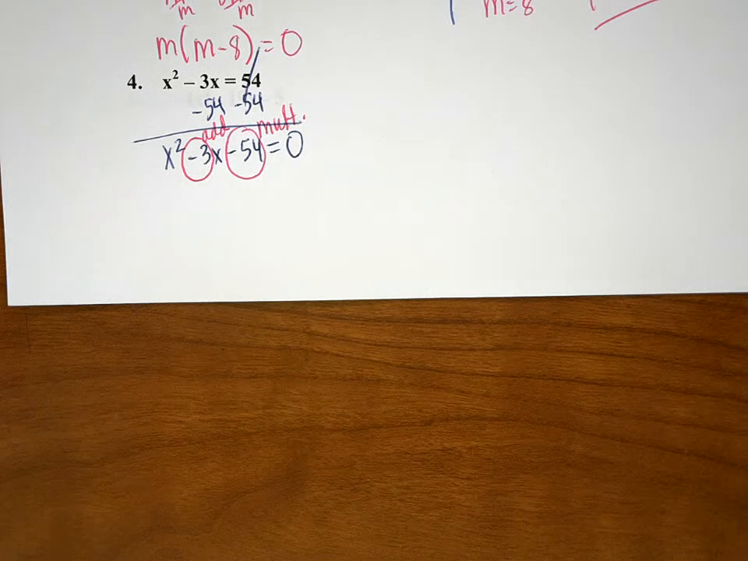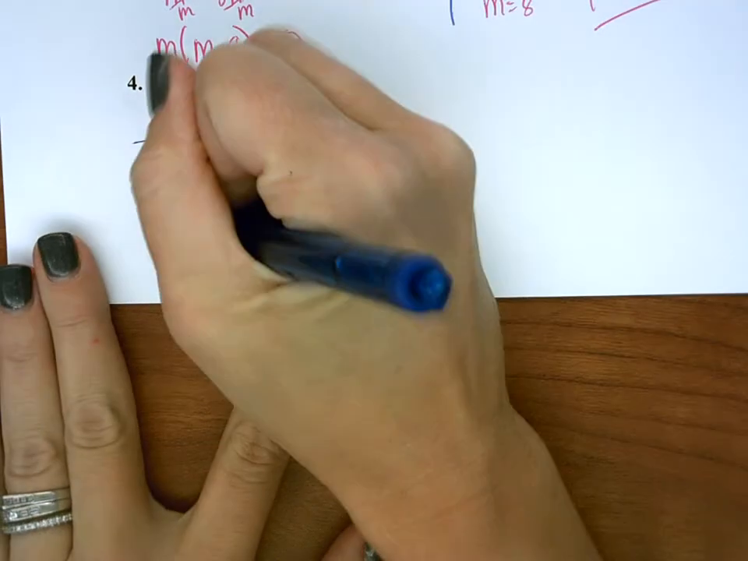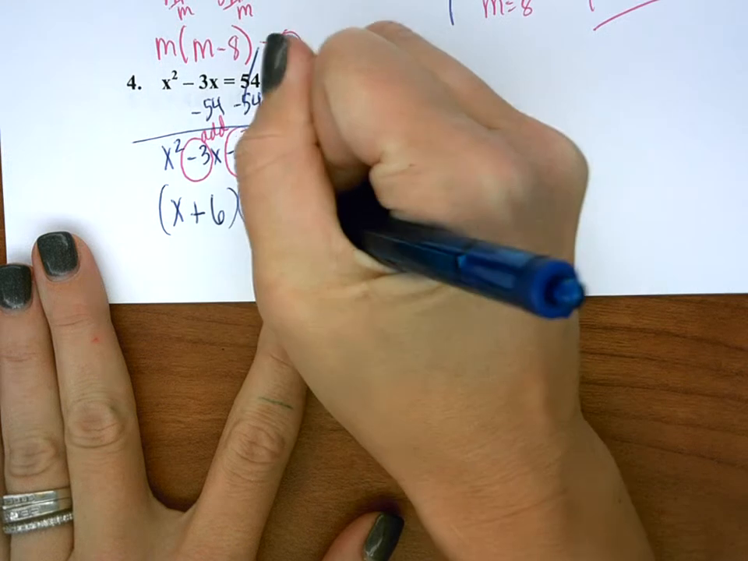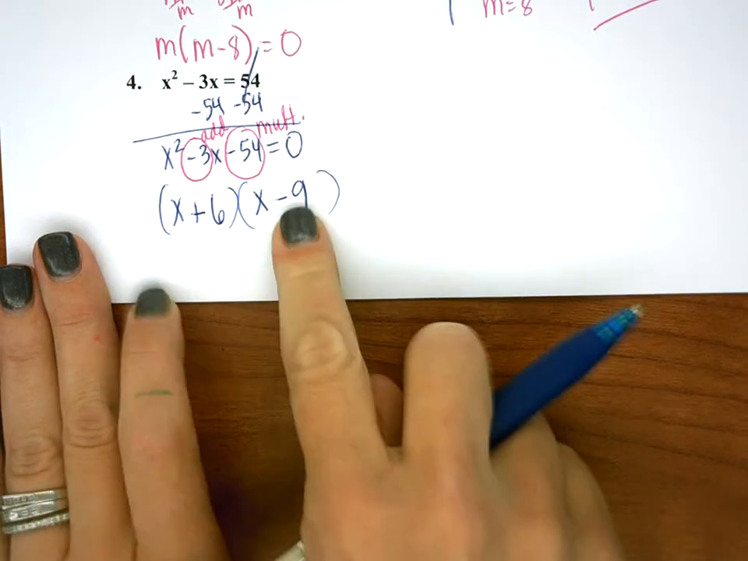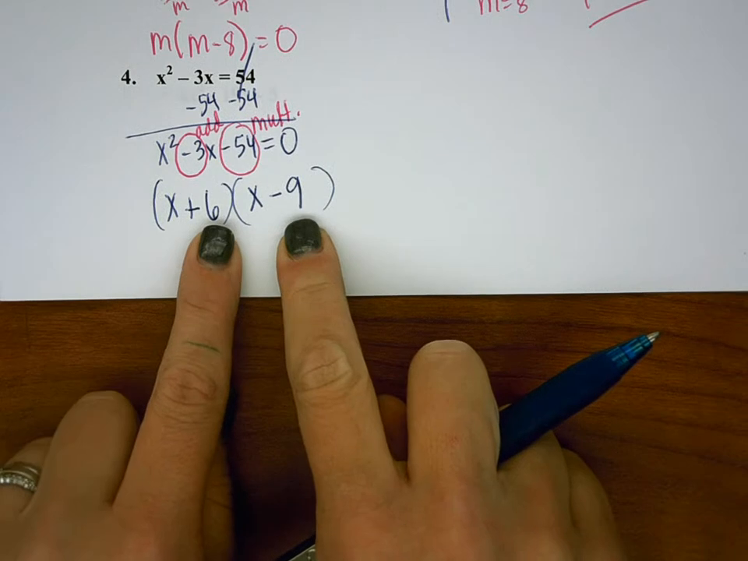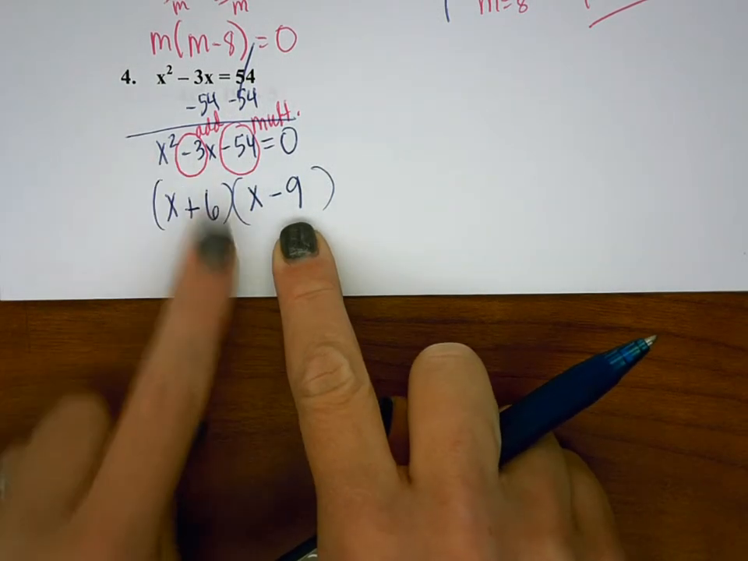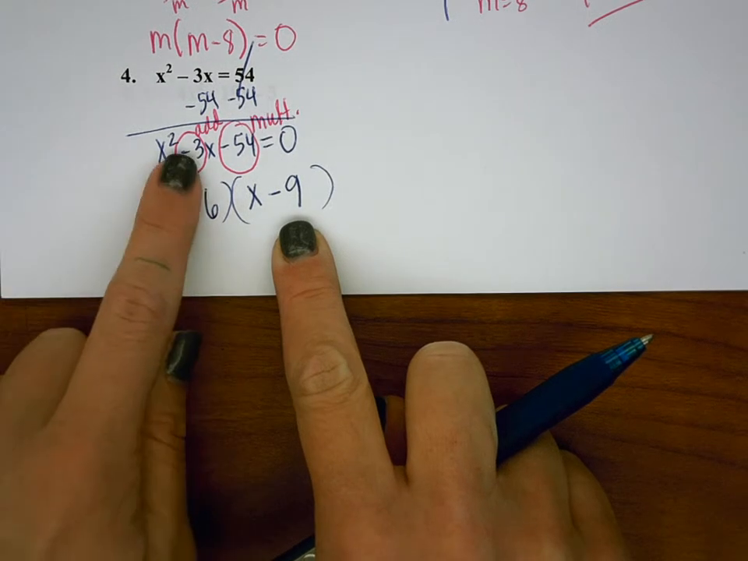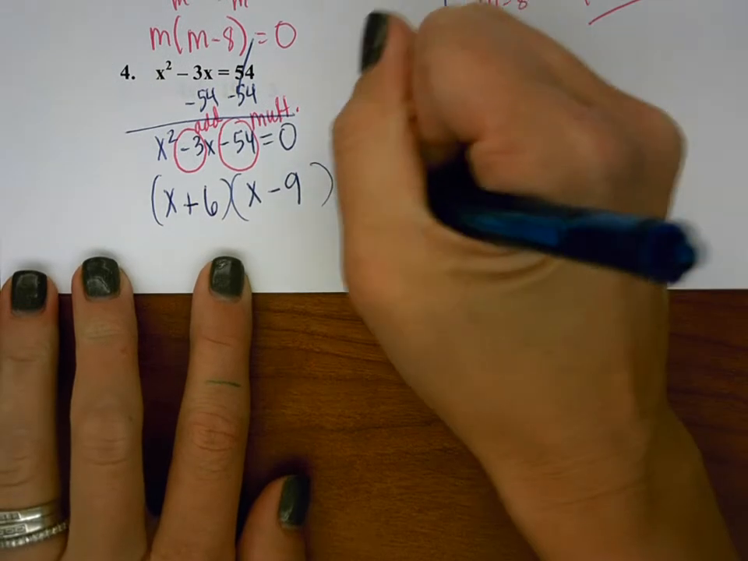Negative 9 and positive 6. So we have x plus 6 and x minus 9. So if we double check, these do multiply to equal negative 54, and these do add to be negative 3. Okay? Sometimes there's two that will work for one of the numbers but not for the other. So you need to make sure they always work. And then this equals 0.